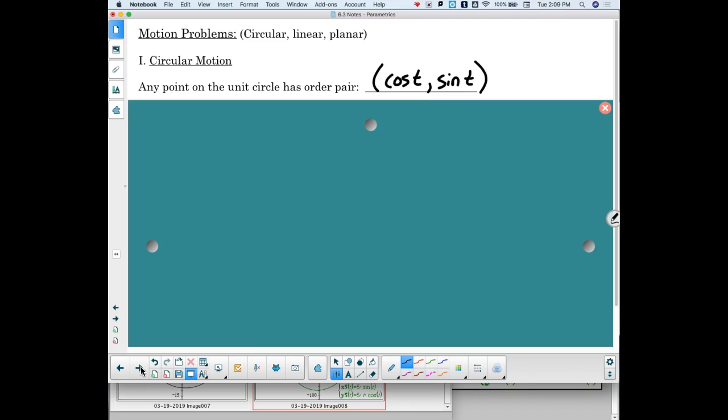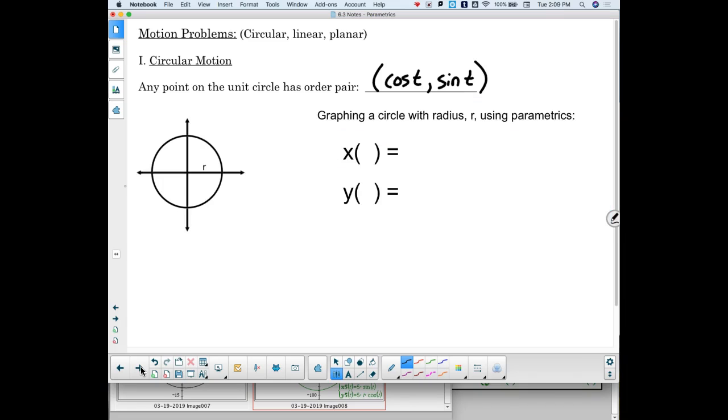What if I want to expand that circle? What do I do? So if I want to graph a circle with radius of r using parametrics, that's going to be x of t and y of t, right? What is my x function going to be?